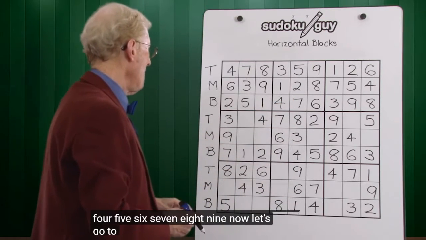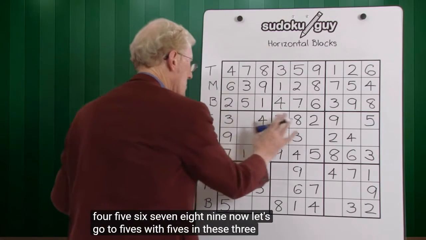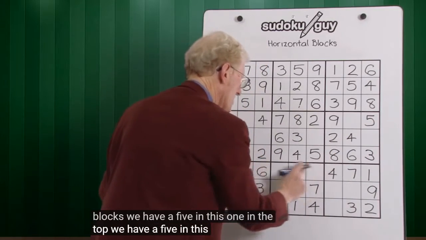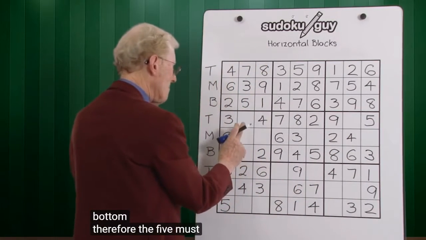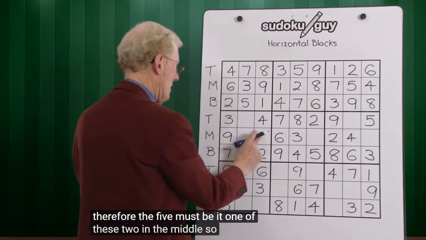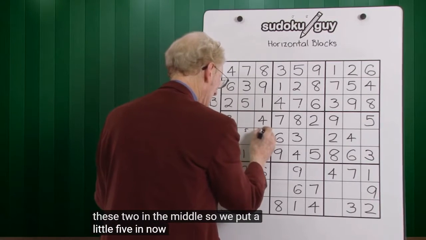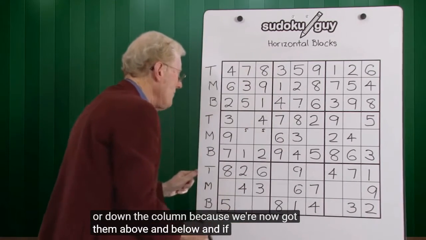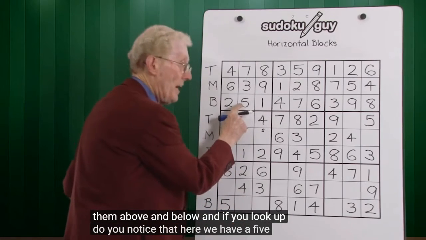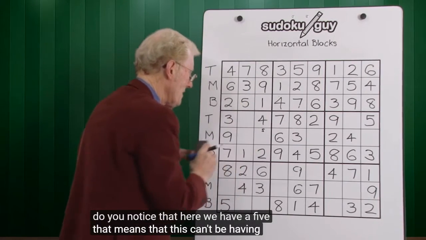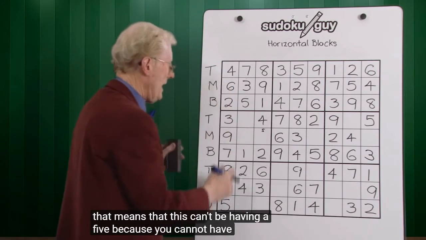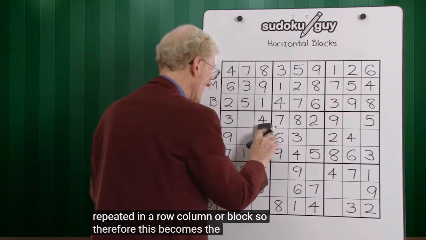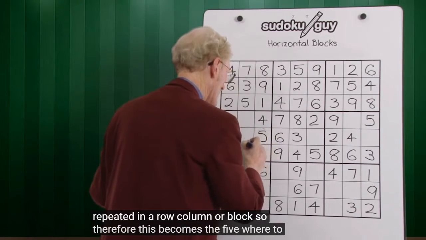Now, let's go to 5s. 5s in these 3 blocks. We have a 5 in this one in the top. We have a 5 in this one in the bottom. Therefore, the 5 must be one of these 2 in the middle. So we put a little 5 in. Now we look up the column or down the column, because we now got them above and below. And if you look up, do you notice that here we have a 5? That means that this can't be having a 5 because you cannot have a number repeated in a row, column, or block. So therefore, this becomes the 5. Way to go, we've got the 5s done.